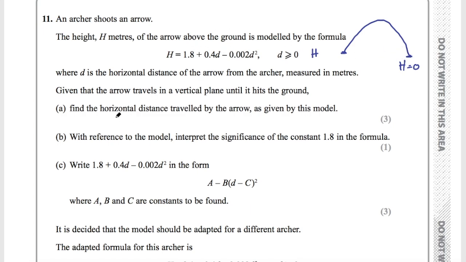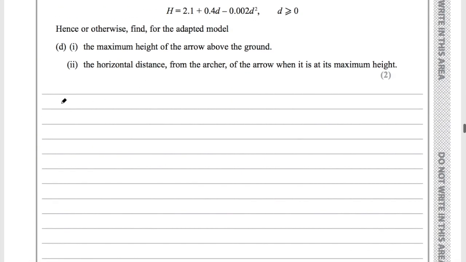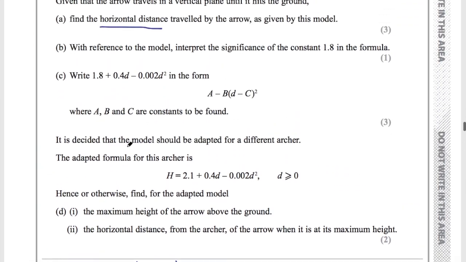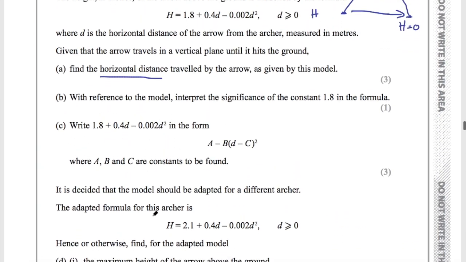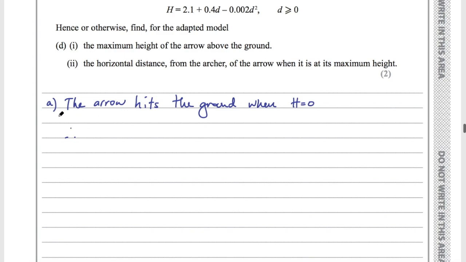So to find the horizontal distance, d, we can make this formula equal 0. So we can start with that. So for part A, we're going to say that the arrow hits the ground when h equals 0. So therefore, this whole formula will equal 0. 1.8 plus 0.4d minus 0.002d squared. I might just rewrite that so the d squared is at the front. So this will be minus 0.002d squared plus 0.4d plus 1.8 equals 0.